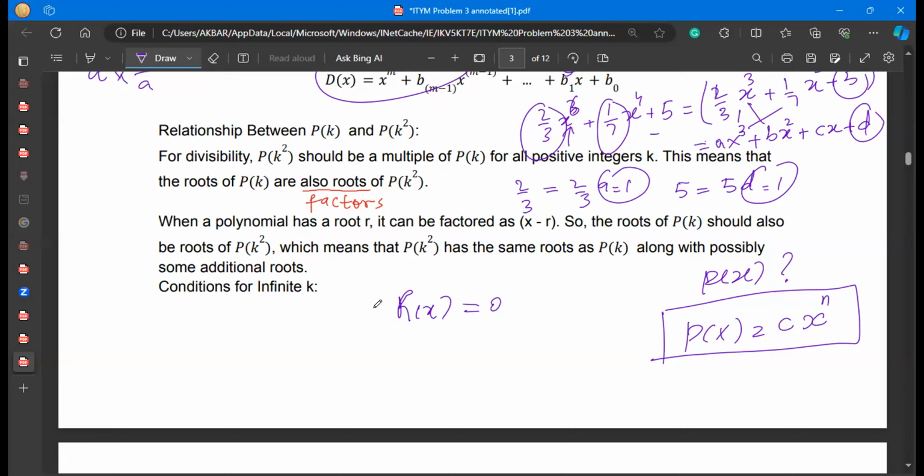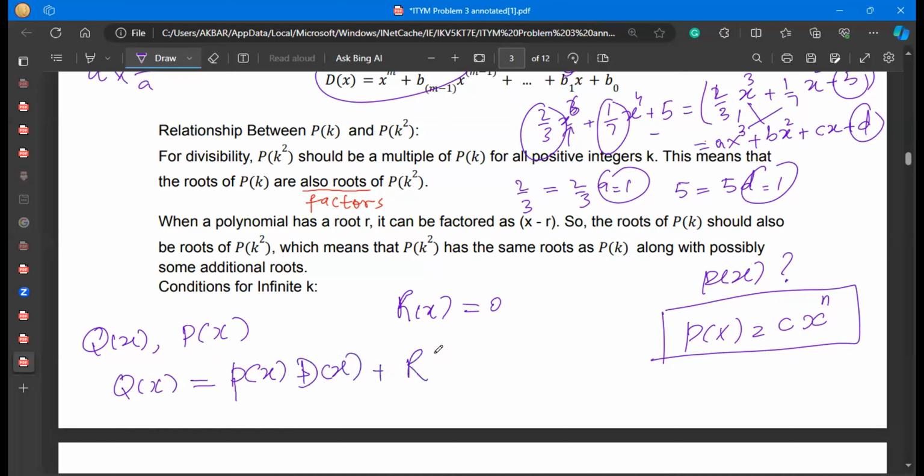from your question, I get this: you have q of x and you have p of x, and you try to apply the Euclidean division, right? So you want to write q of x is equal to p of x times d of x plus r of x, and you have to take this to 0.